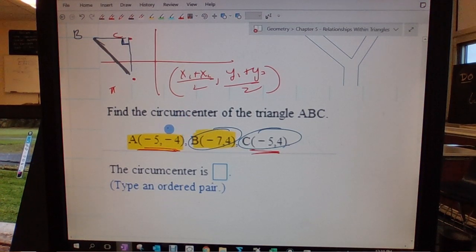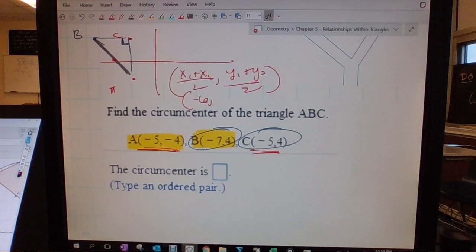Sorry, negative 12. And what's negative 12 divided by 2? Negative 6. And I add my y values together and divide by 2, so it gives me 0 divided by 2 is 0. So give me 0.